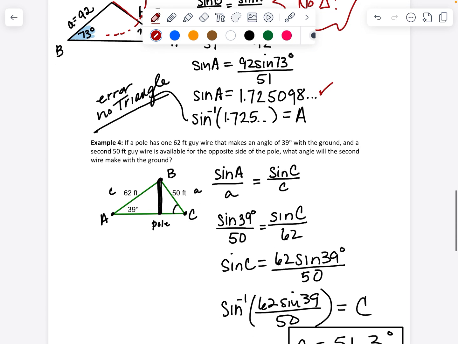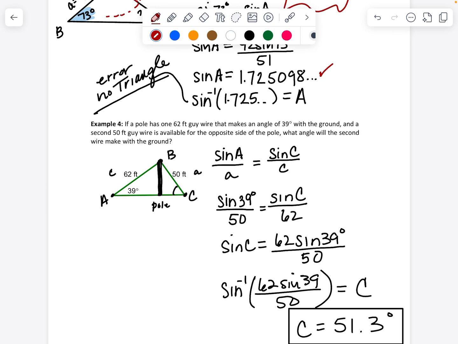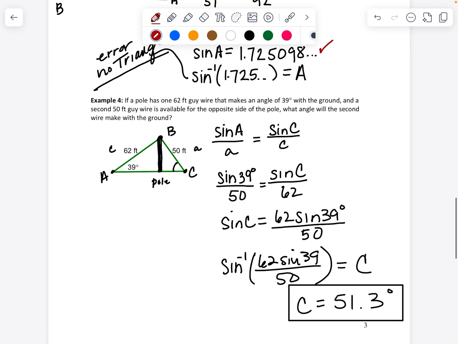And then the last one, we had the cable problem where we just had to find what the angle was. We set up the law of sines with the green triangle. We don't really have to worry about the pole there. In this particular problem, we'll just set up sine 39 over 50 is equal to sine C over 62. I labeled them as such just to make it easier to match up the sides and the sines of the angles. Okay, and we got 51.3.